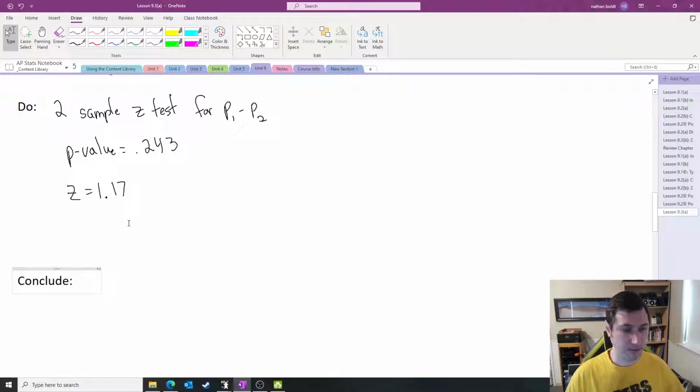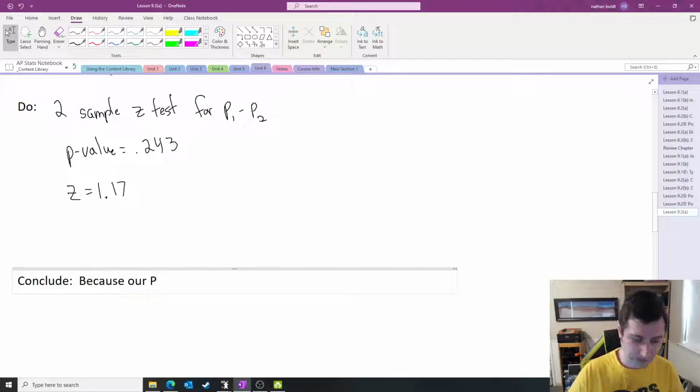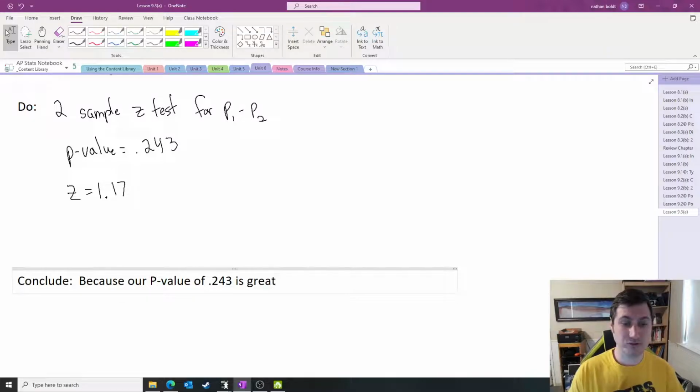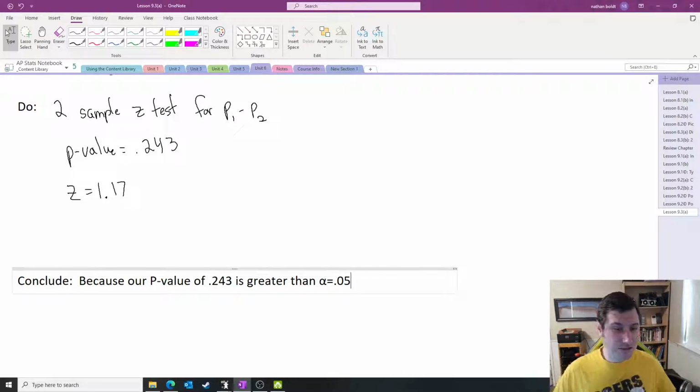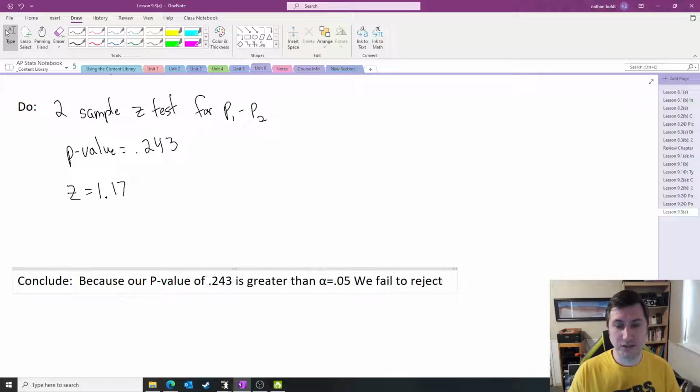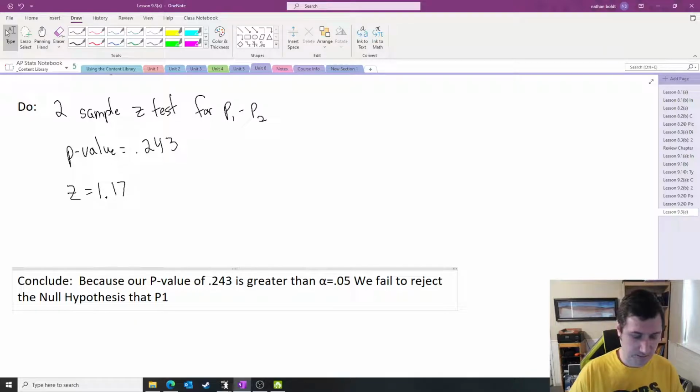So let me make my window a little bit bigger. So because our p-value of 0.243 is greater than alpha, which is equal to 0.05, right? That's a really big p-value. The difference we see here is not surprising at all. We fail to reject the null hypothesis that P1 minus P2 is equal to 0, that there is no difference, all right?